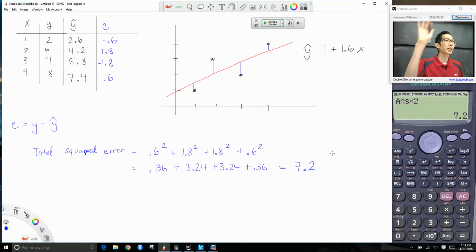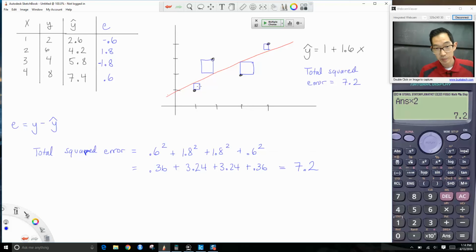Again, just want to pause and make sure everyone's okay with how we're arriving at these things. Okay, so here, I just kind of gave us two candidate lines. If you're asking where I got 1 plus 1.6x, I'll tell you in a minute. But as far as this line goes, we have a total squared error of 7.2. Okay, so we can draw little boxes. If we looked at the area of these boxes, the area of these boxes will be 7.2, okay?